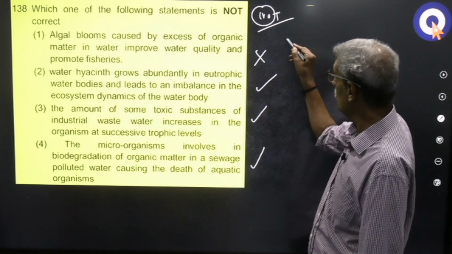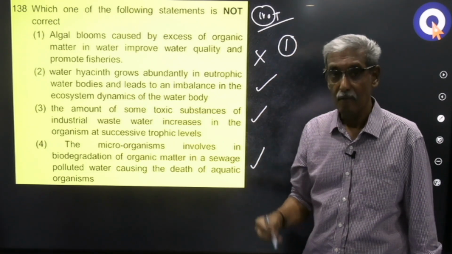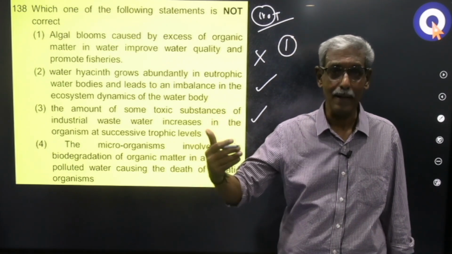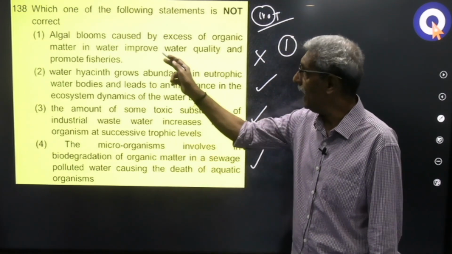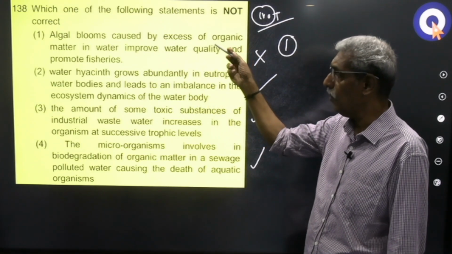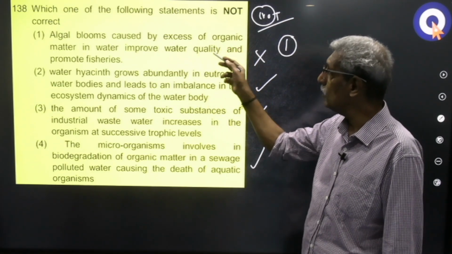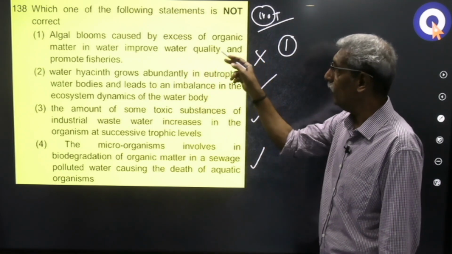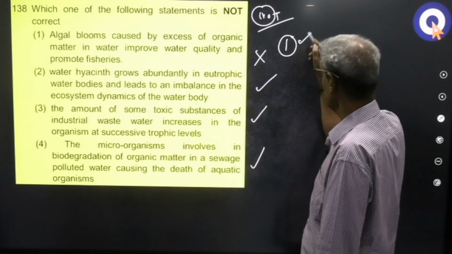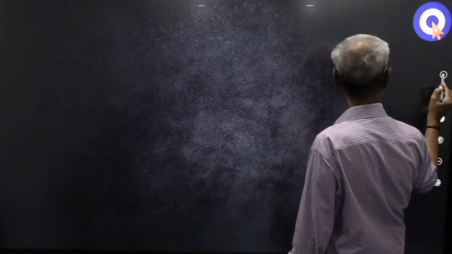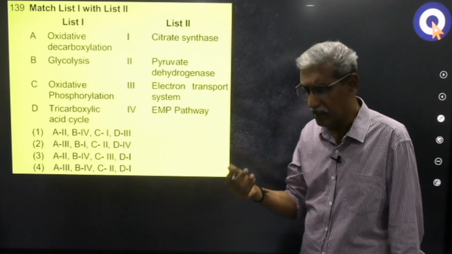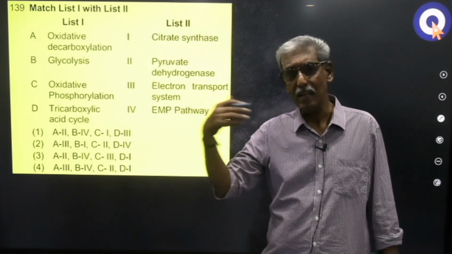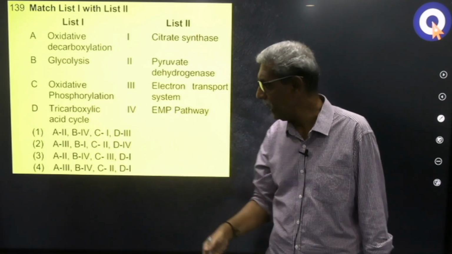So what is not true is option number 1. When you read the statements in a competitive examination, you have to read them very, very slowly and think about them. Remember here, algal blooms cause excess of organic matter, and it does not improve the water quality, or promote fisheries. That is a contradictory statement. So that is the false statement down in 138. So the right option is 1. That is a question which primarily came in relation to environmental science, as well as biological classification of algae.